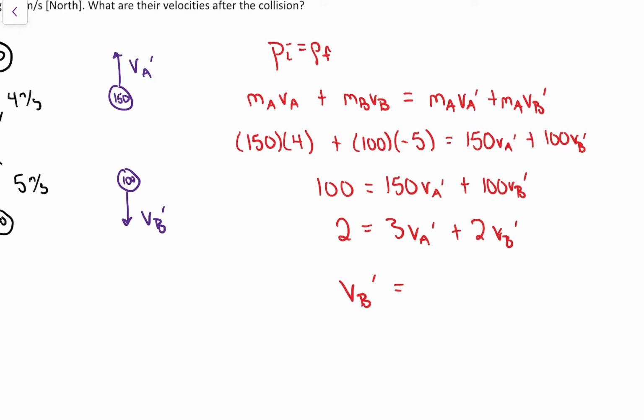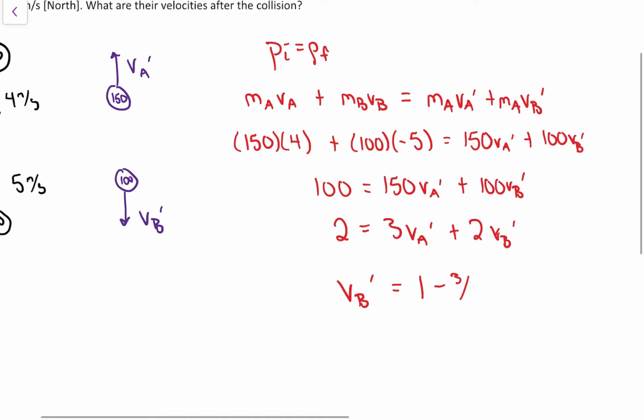We could get VA just looking. I'd rather divide by 2 to get VB by itself than divide by 3 to get VA by itself. But it doesn't really matter. When we crank out the algebra, we'll agree on however we do the math. VB all by itself is 1.